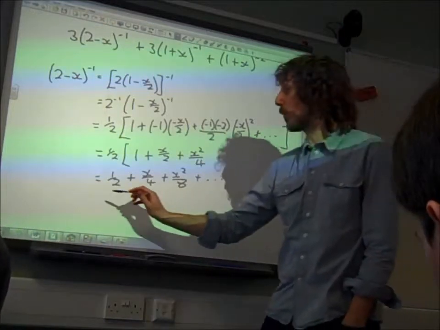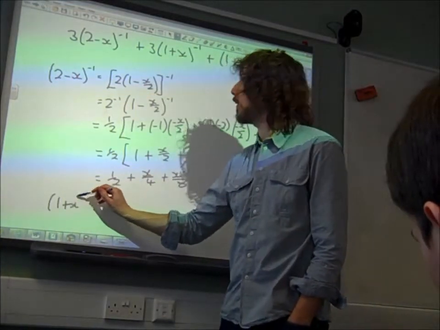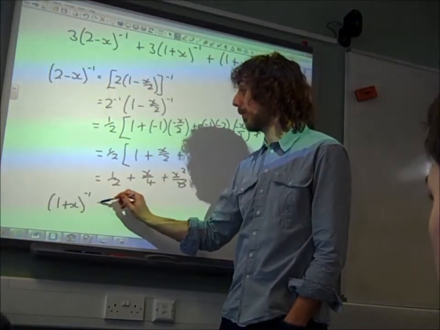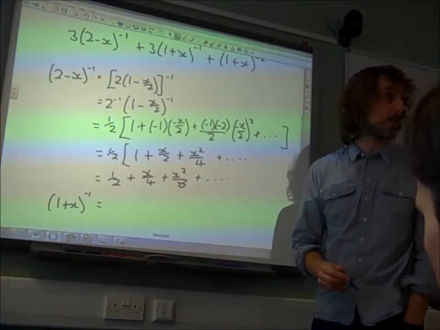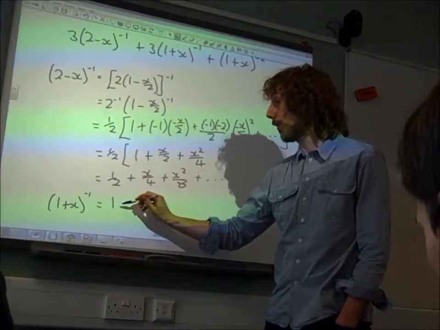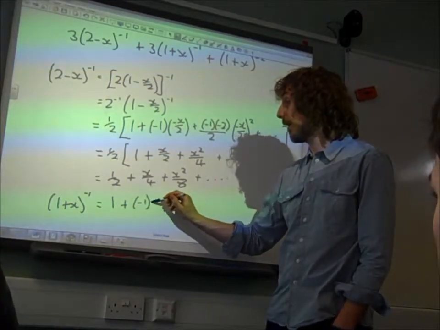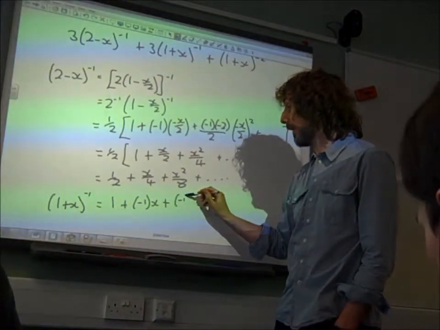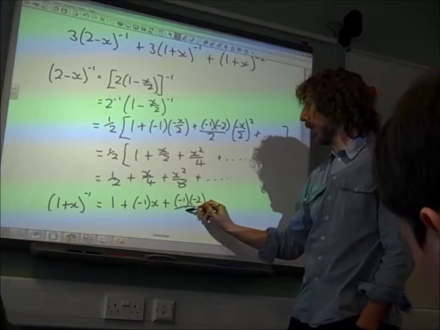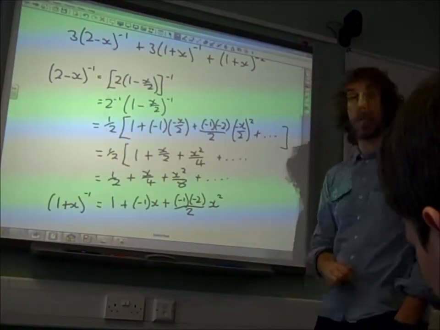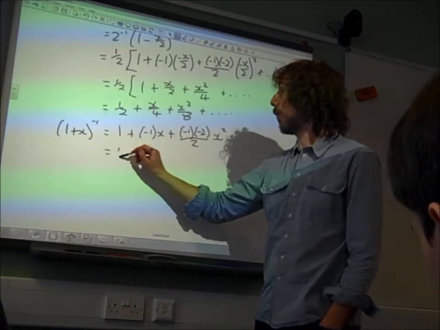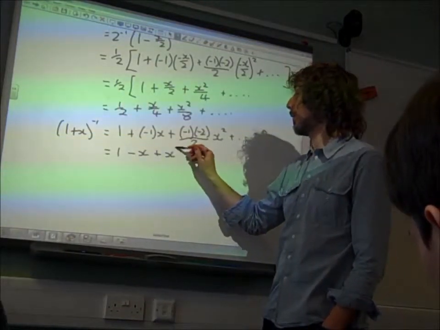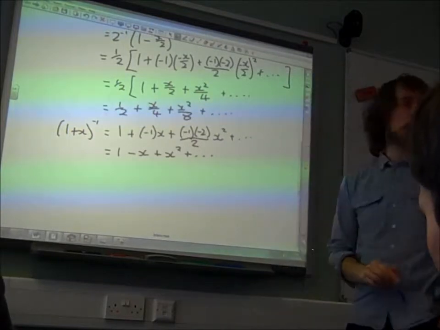We're now going to deal with 1 plus x to the minus 1. Well, that's already in the form that we want it, so that's going to be much easier to deal with. That's 1 plus n times x plus n times n minus 1 over 2 times x squared, and so on, which is just 1 minus x plus x squared, blah blah blah.